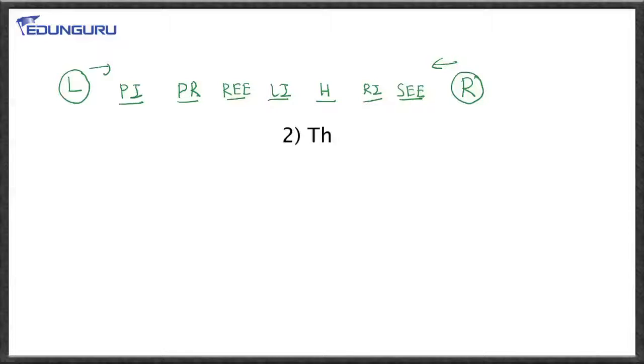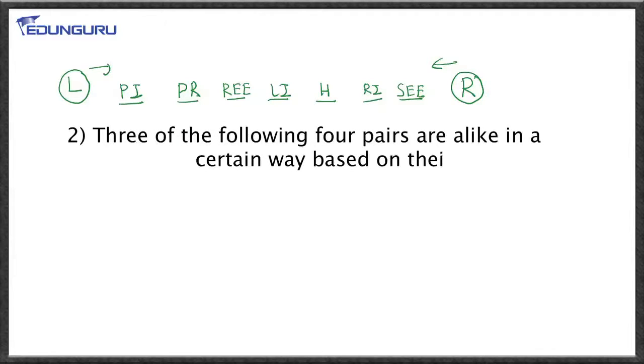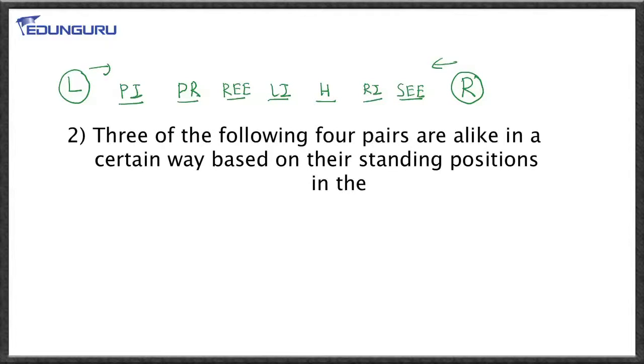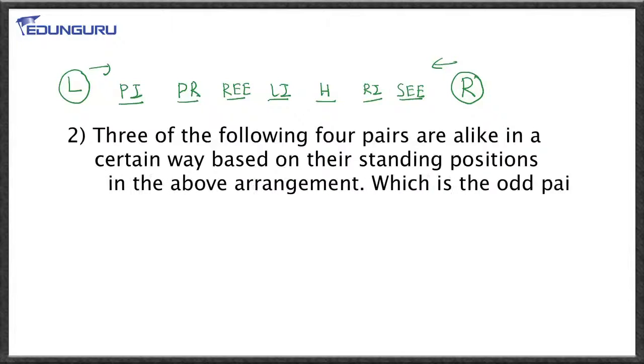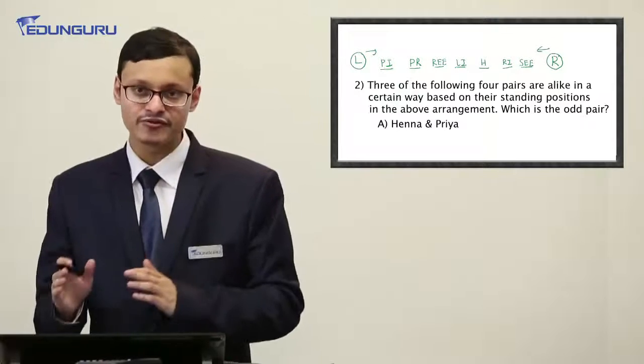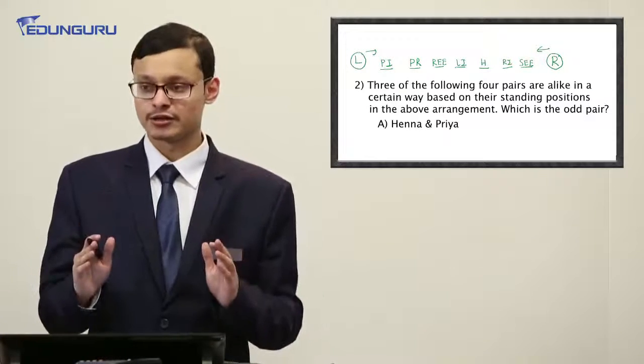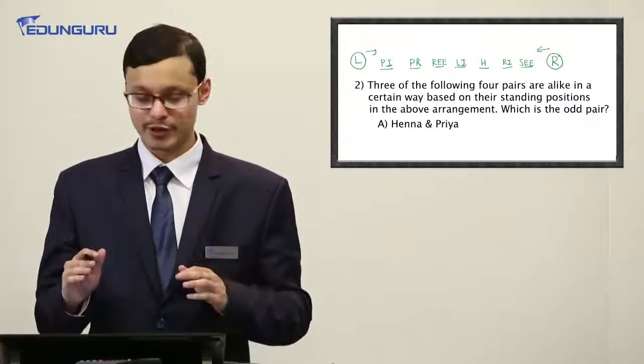Moving on to question 2. 3 of the following pairs are alike in a certain way based on their standing positions in the above arrangement. Which is the odd pair? So here we need to analyze each pair and see which one is odd. So let's look by options one by one. Henna and Priya. So Henna is in position 5, Priya is in position 2. What is the difference? 3. Or there are 2 people in between.